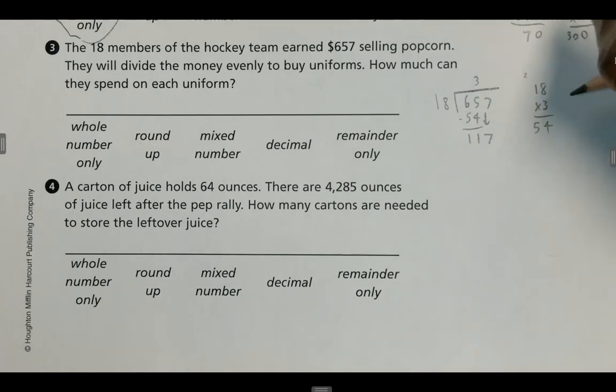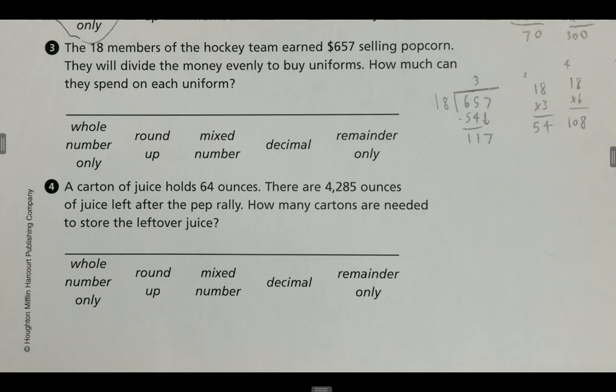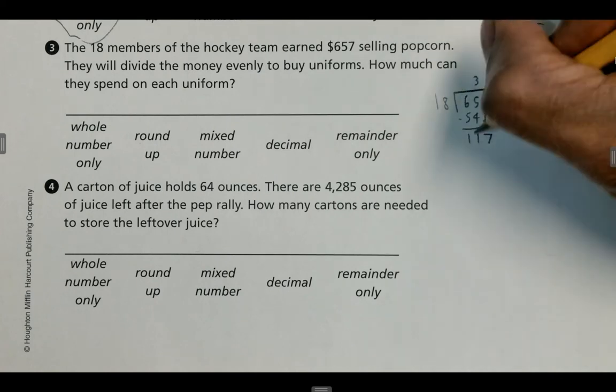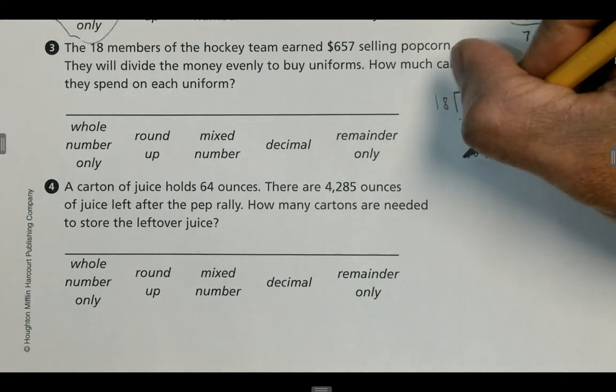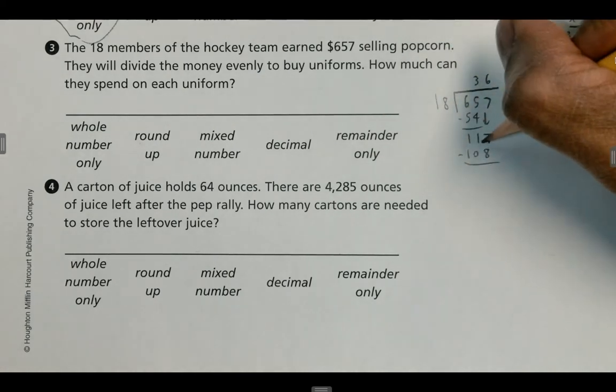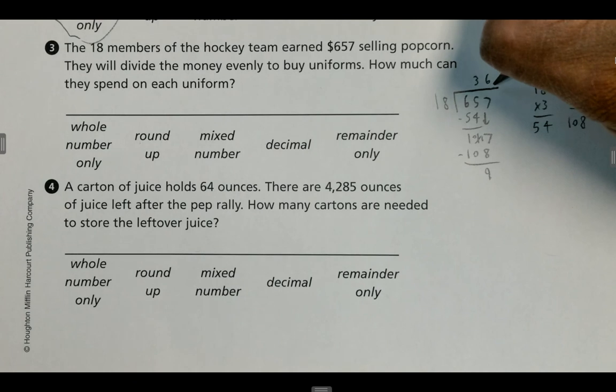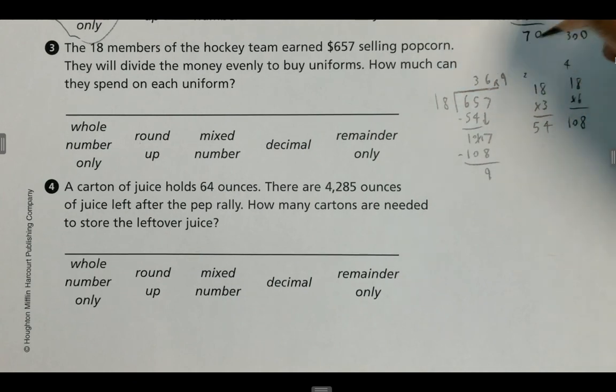18 times 6 becomes our side calculation. 6 times 8 is 48. Carry the 4. 6 times 1 is 6 plus the 4. And that checks out. 117 minus 108. 7 needs to borrow. 17 minus 8 is 9. So we have 36 remainder 9.